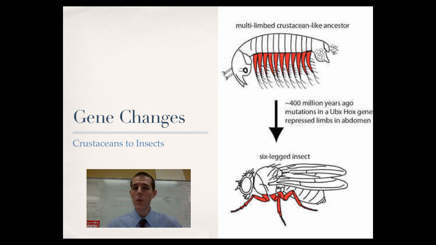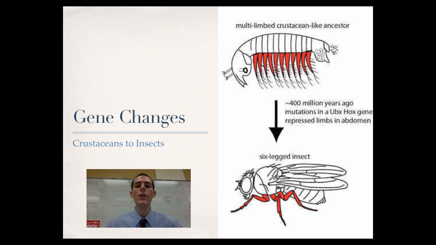Now, one of the things scientists have looked at is how did we get from aquatic crustaceans to insects? And they did a lot of work. Poor little Drosophila, they're always getting work done. There's a gene called the UBX Hox gene that essentially controls how many legs either the crustacean form of an animal has or the insect form.